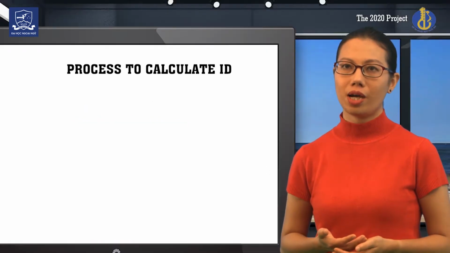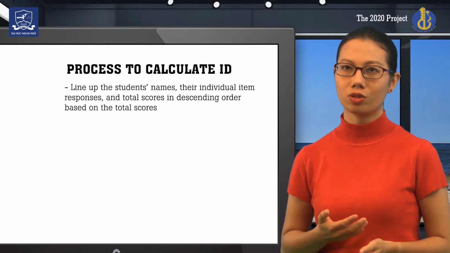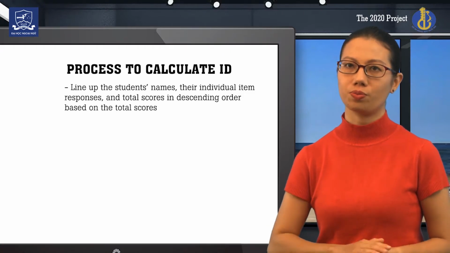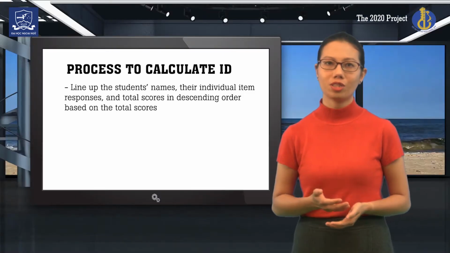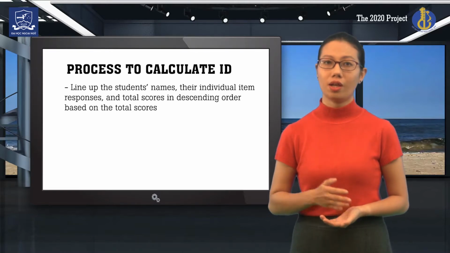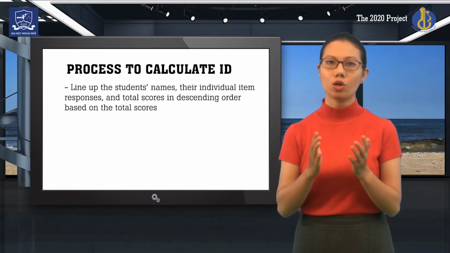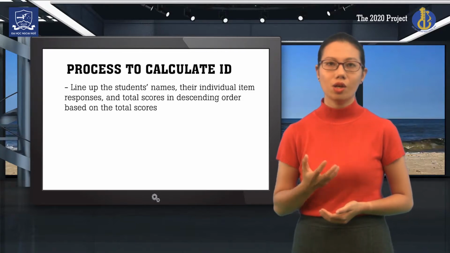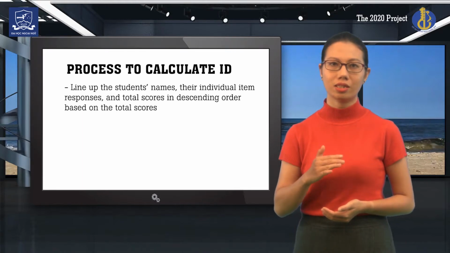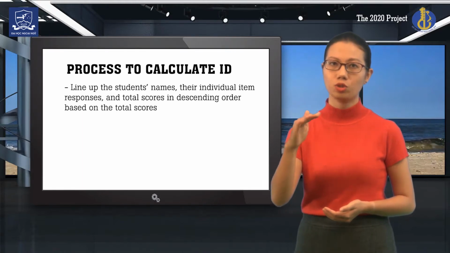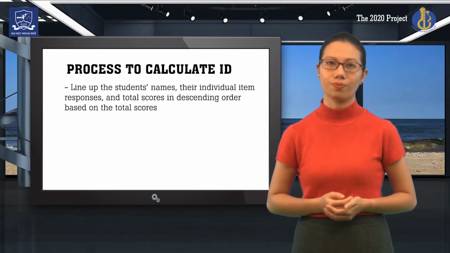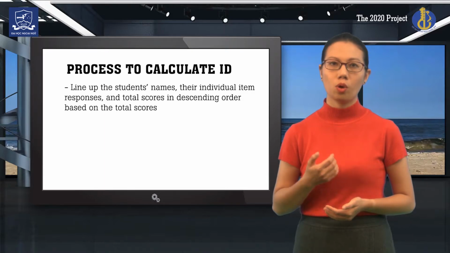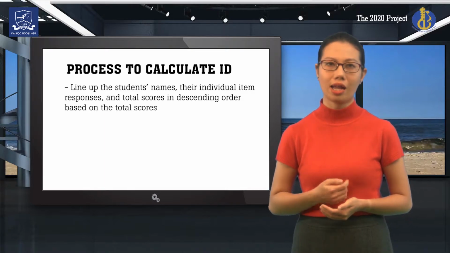The process begins by determining which students had scores in the top group on the whole test and which had scores in the bottom group. To do this, you must first line up the students' names, their individual item responses, and total scores in descending order based on the total scores. Notice that the order of the listings in Table 4.1 is from high to low based on total scores. Such a high to low arrangement allows for quickly determining which students fall into the high and low groups.